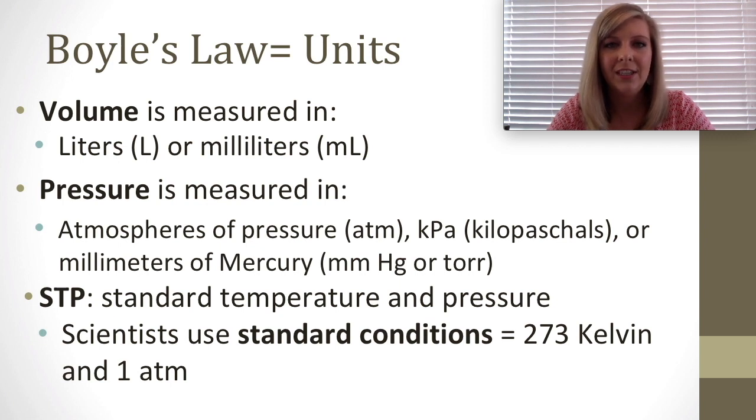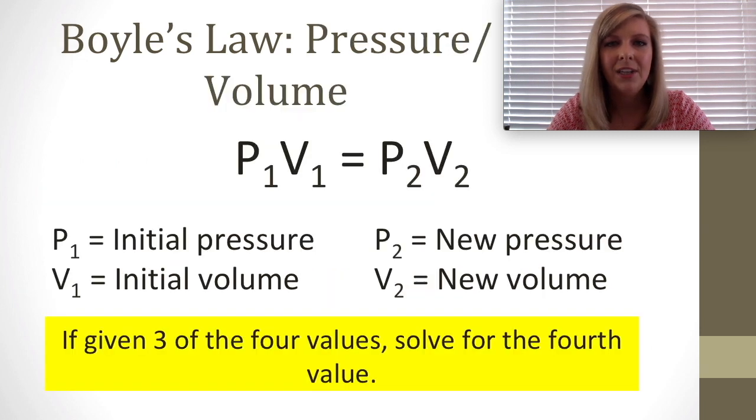Scientists use standard conditions for pressure and temperature. For temperature, we use 273 Kelvin, and for pressure, we use 1 atmosphere. The mathematical equation for Boyle's law is P1V1 equals P2V2, where P1 is your initial pressure, V1 is your initial volume, P2 is your new pressure, and V2 is your new volume. If we are given 3 of the 4 values, then we are going to solve for the 4th value.